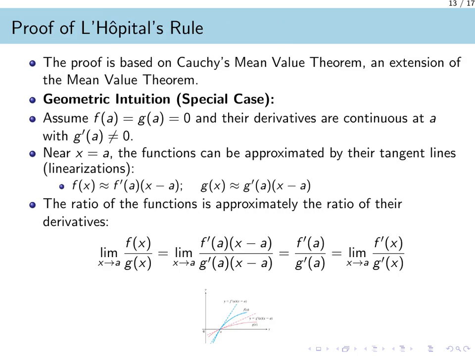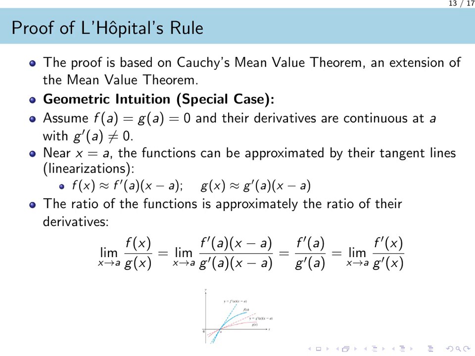To build an intuition for why L'Hopital's rule works, we can look at a special case where our functions are well behaved and approach 0. The key idea is that if you zoom in very close to a point on a smooth function, it becomes nearly indistinguishable from its tangent line. This is called linearization. So, for x values near a, we can approximate f of x with its tangent line equation, f prime of a times the quantity x minus a. Likewise, g of x is approximately g prime of a times the same quantity.